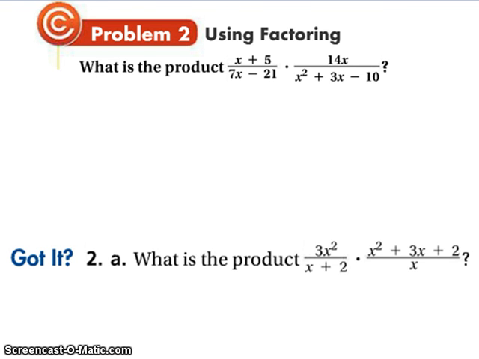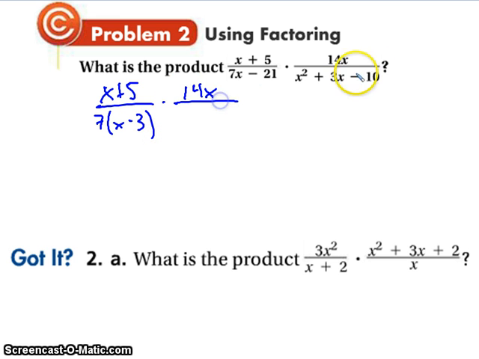Now we've got to use some factoring. So I'm going to rewrite this: x plus 5, 7 times x minus 3, and over here I have 14x, and then x plus 5 and x minus 2. It's at this point that I'm going to do all of my excluded values, but fortunately the problem doesn't actually ask for them. If it said find the excluded values, I could name them very quickly. X couldn't equal 3, it couldn't equal -5, and it couldn't equal 2. But I don't care.